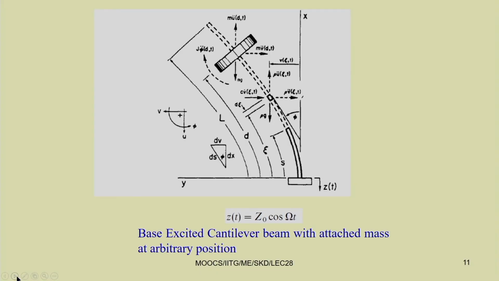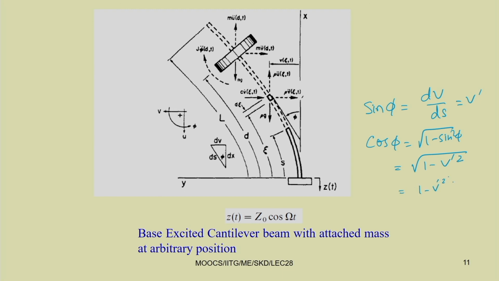So, already we are familiar with this base excited system, where we have taken this transverse vibration to be very large. So, here we have taken this phi angle to be very large. So, we can write from here sin phi will be equal to dV by ds, or it is written as V dash. Cos phi will be equal to root over 1 minus sin square phi. So, this will give rise to 1 minus V dash square to the power half.